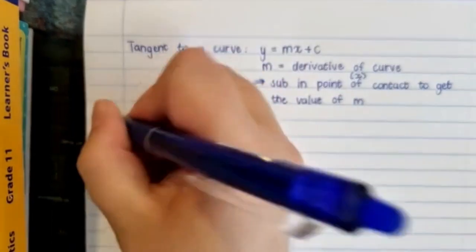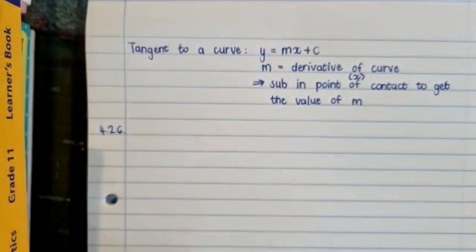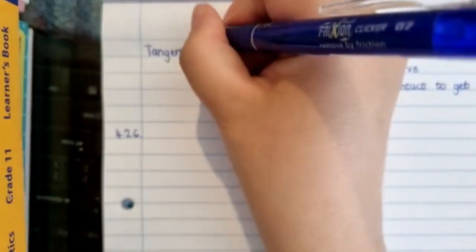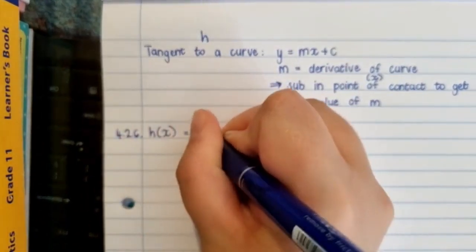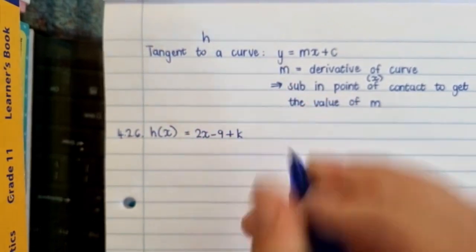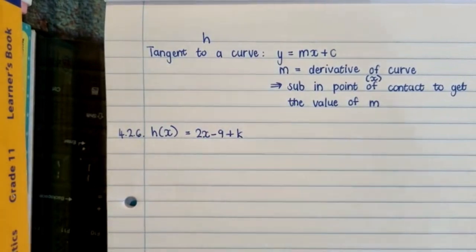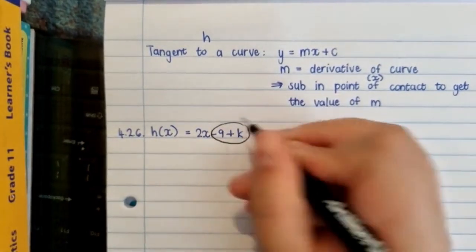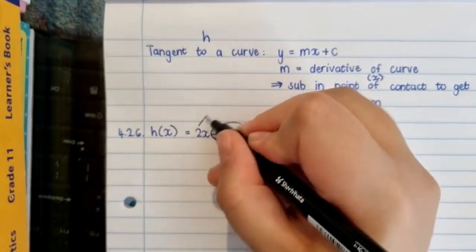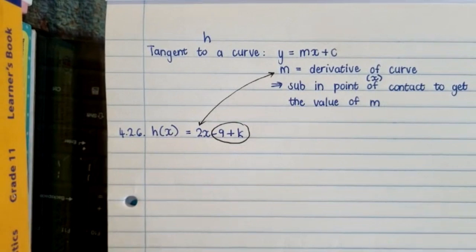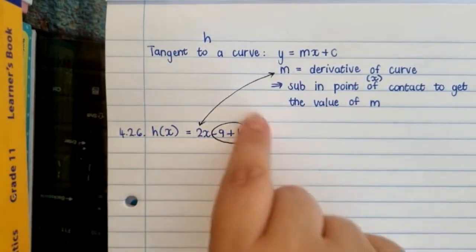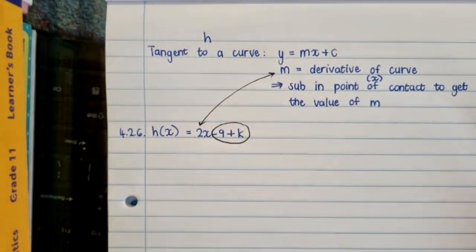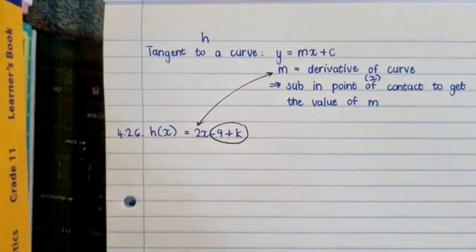But guys, let me just write this question, the number here, 4.2.6. They're telling us that h is the tangent to this curve, and that h of x is 2x minus 9 plus k. Now, like I said, k is just another number. So the minus 9 plus k doesn't actually have anything to do with the derivative, right? The derivative of h is 2. They've told us that h is the tangent to this curve, meaning that 2 is the gradient.